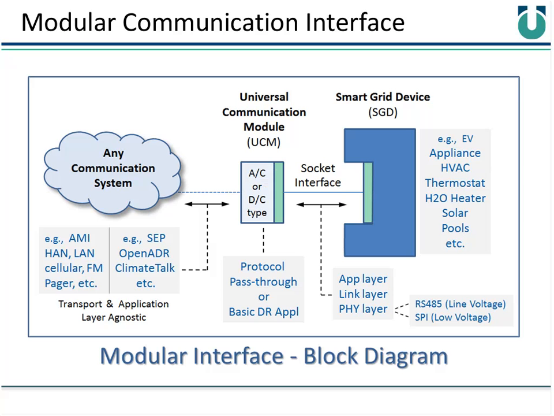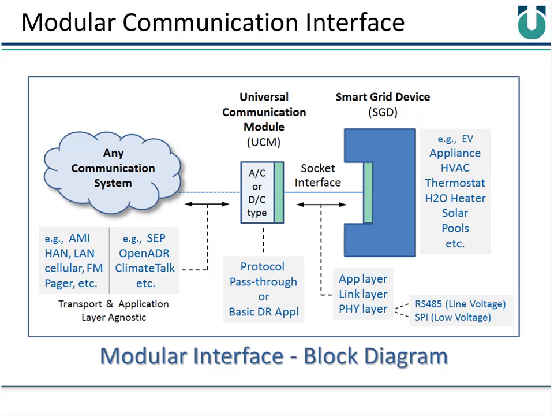So the app layer, link layer, and file layer between these modules are defined in the USNAP and now, of course, also in the CEA-2045 specification. And we use RS-485 for the AC unit and the SPI for the low voltage, the DC version of it.